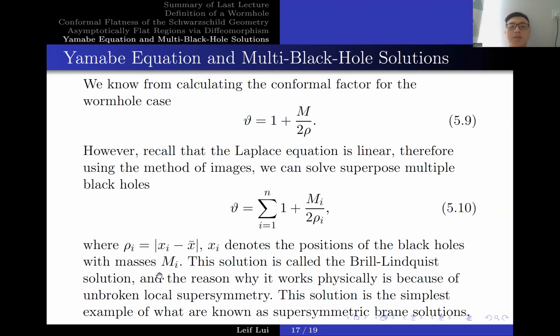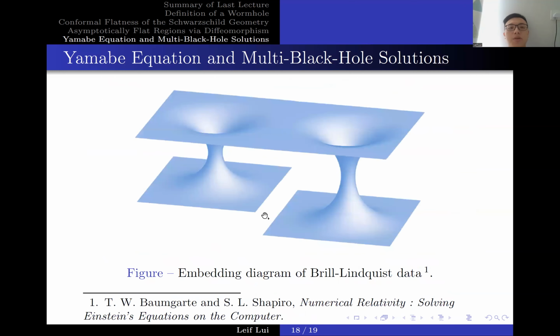I guess this is going outside the scope of this lecture, but the reason why it works physically is because of something called unbroken local supersymmetry. This is the simplest example of what are known as supersymmetric brane solutions, which is something that you learn in supergravity and string theory. But that's outside the scope of this lecture.